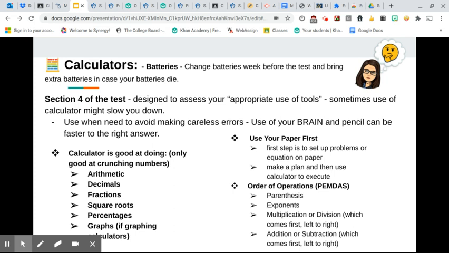A calculator is good at crunching numbers. That's about it: adding, subtracting, multiplying, dividing, decimals, fractions, square roots, and percentages. And if you need to graph an equation, it will do it for you. Calculators use order of operations, so if the equation has parentheses, make sure you put parentheses in, and remember the order of operations, PEMDAS: parentheses first, exponents, then multiplication and division, whichever comes first, left to right, and then addition and subtraction, whichever comes first, left to right.